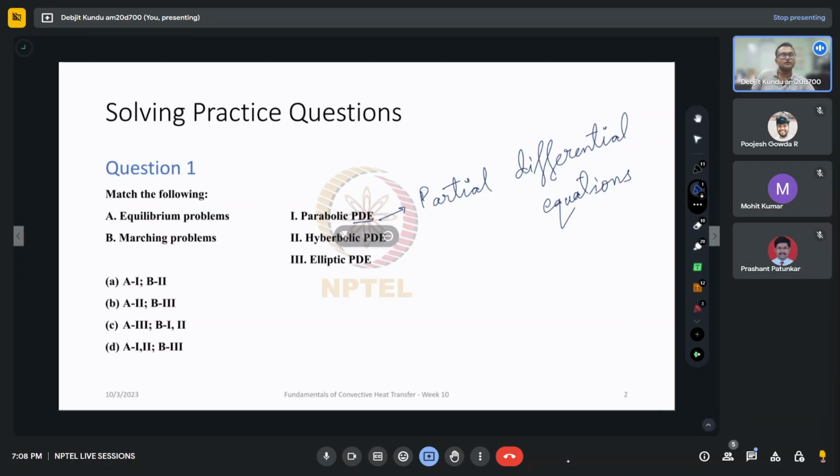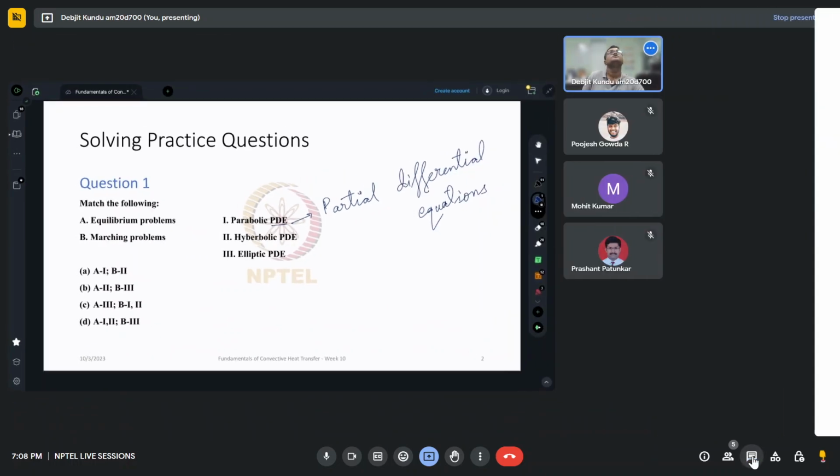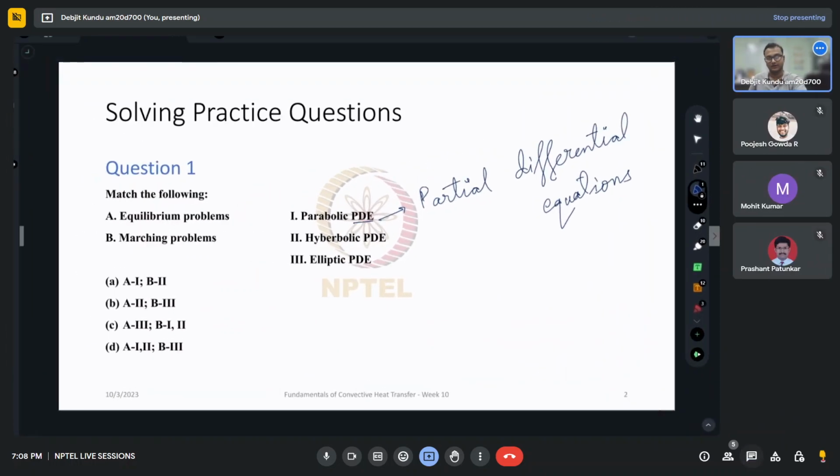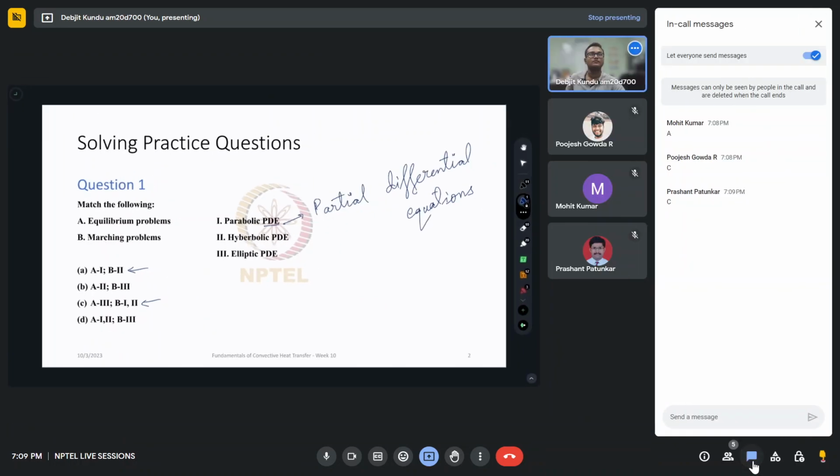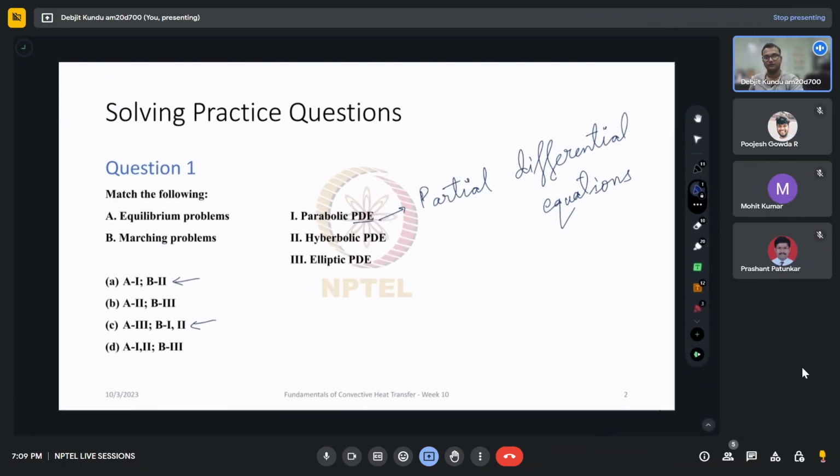We have a quick response in the chat box saying that it should be option A, that is A1 and B2. Let's see what others have to say. Another response in favor of option C. Okay, good. Let's see if we can get any more responses. Option C again. Okay, good. So let's have a look at the solution.